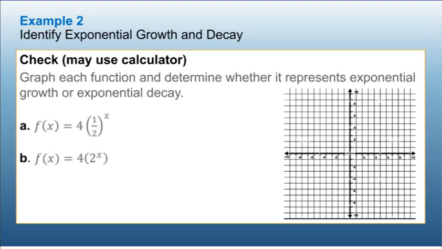Next, graph each function and determine whether it represents an exponential growth or an exponential decay. I know for this first one, the b is less than 1 and greater than 0, so this one is a decay. This one, the base is 2, which is greater than 1, so this is a growth. But this one I'm going to graph on my graphing calculator.